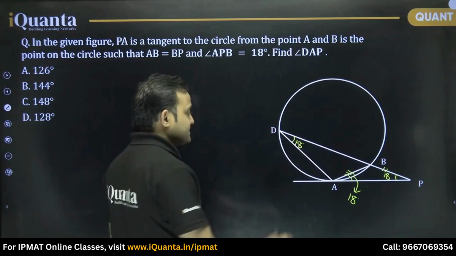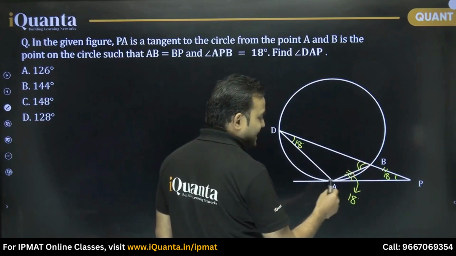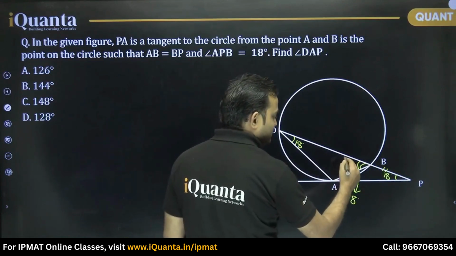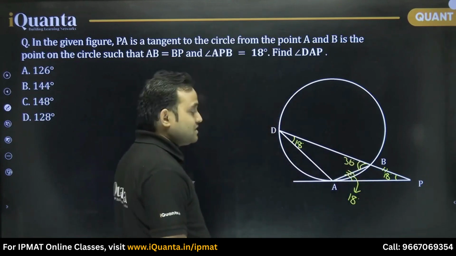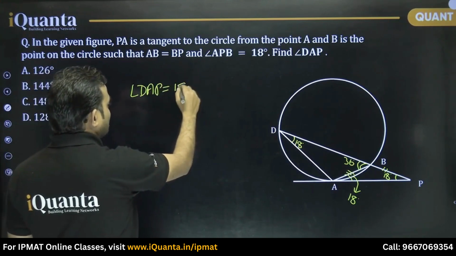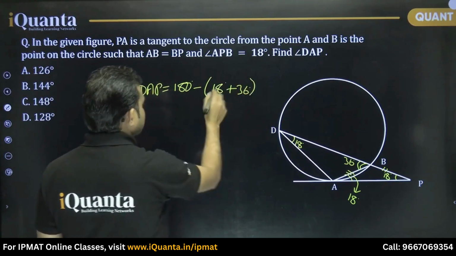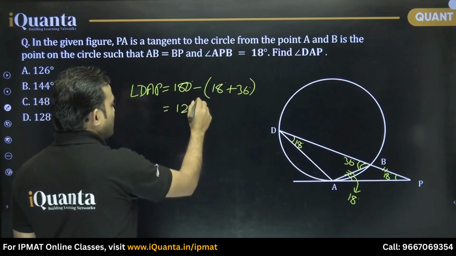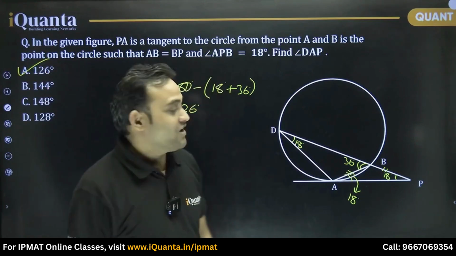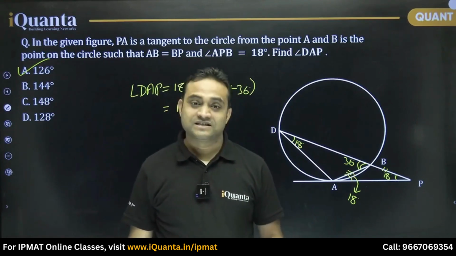Now can we say angle DBA, this angle, works as the exterior angle of triangle ABP: 18 plus 18, so this will be 36 degrees because of the exterior angle. Now what will be angle DAP? This will be equal to 180 degrees minus (18 degrees plus 36 degrees, which is 54), so this is equal to 126 degrees. And so our answer is option A. A really good question based on properties of the angle made by a chord with the tangent.